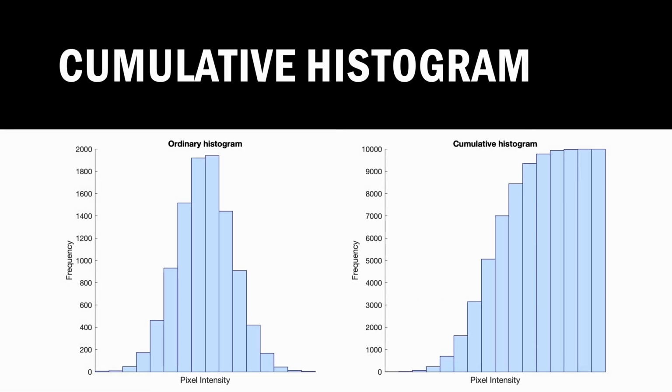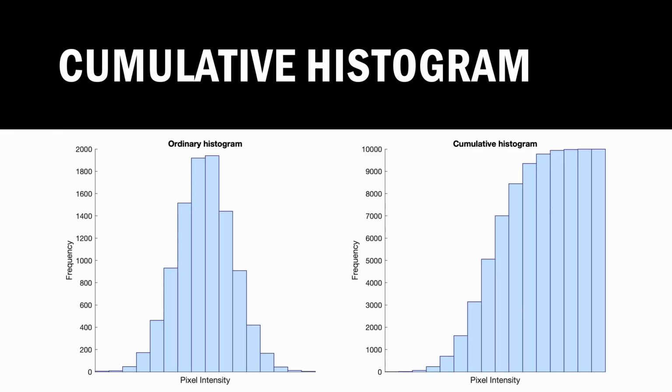Before we dive deeper into histogram equalization, we first need to understand the concept of a cumulative histogram, since it plays a central role in the process. On the left, we see a regular histogram. It shows how many pixels fall into each intensity level, one bin at a time. A cumulative histogram, shown on the right, works differently. Instead of showing just the count for each bin, it adds up all the counts up to that bin.